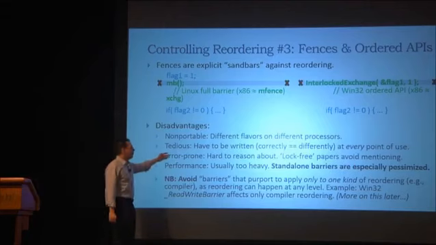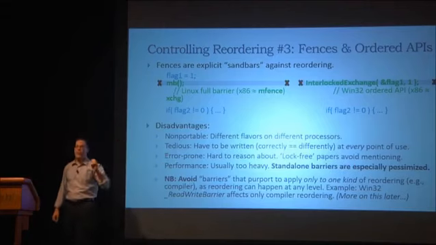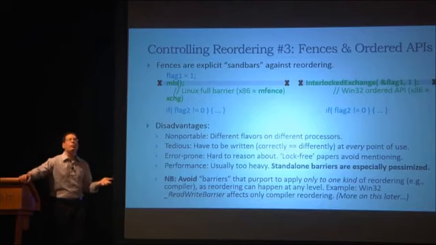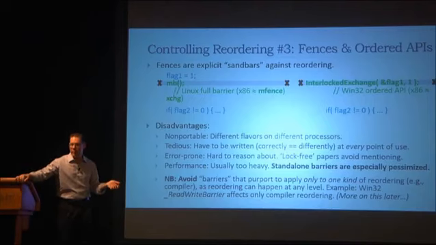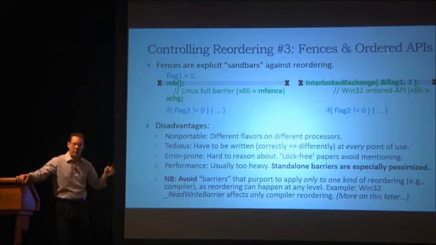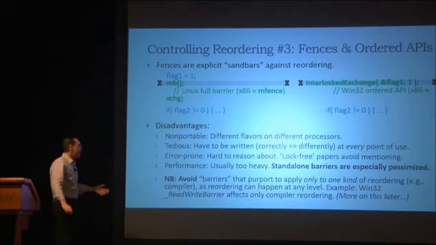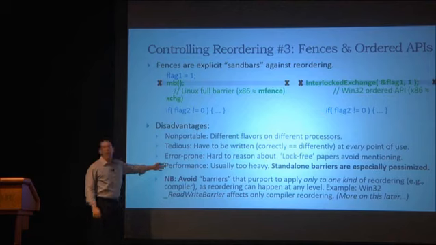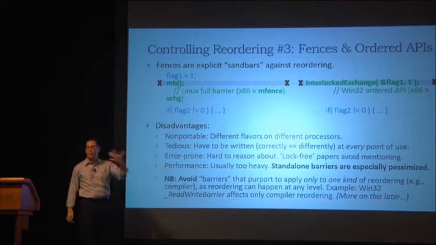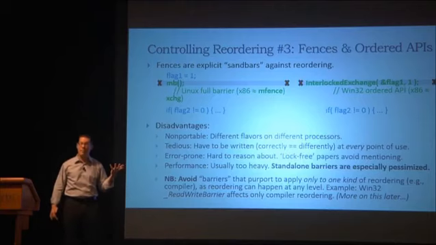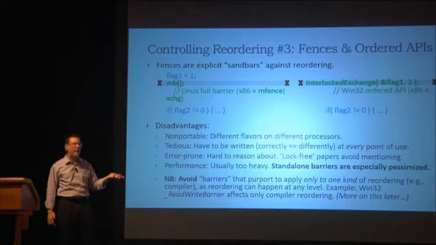They're error-prone and hard to reason about, so when you see papers on lock-free algorithms, they usually don't say where the fences go. Very few even try to say where the fences go, because it varies so much by architecture and because it's so hard. And these fences are often too heavy, because you end up resorting to full fences most of the time, because that's the main thing you can actually successfully reason about.